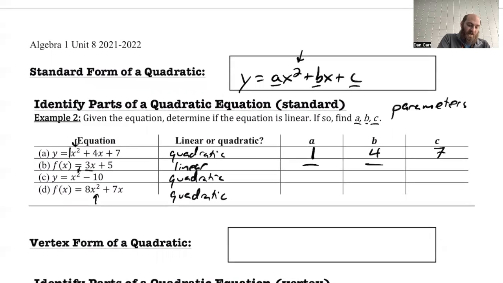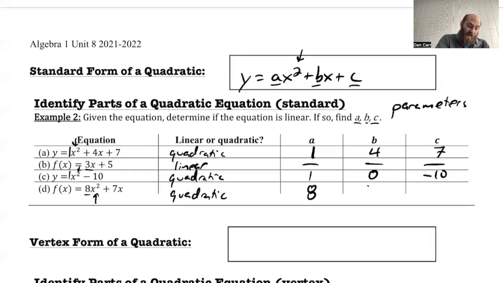I'm not going to worry about these because it's a linear function, not quadratic. Here, a is a 1 again. I don't have an x term, so b is actually 0 and c is a -10. In my last example, a is 8. 7x means that b is 7, but then I don't have a c term, so that's going to be 0 there.